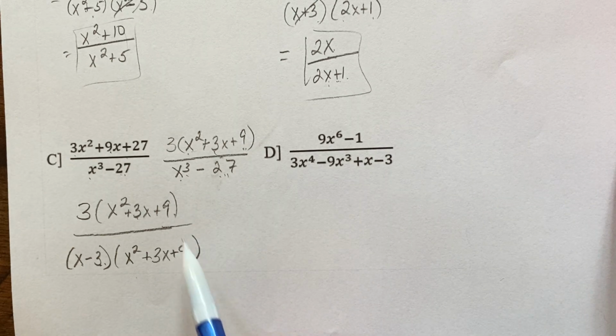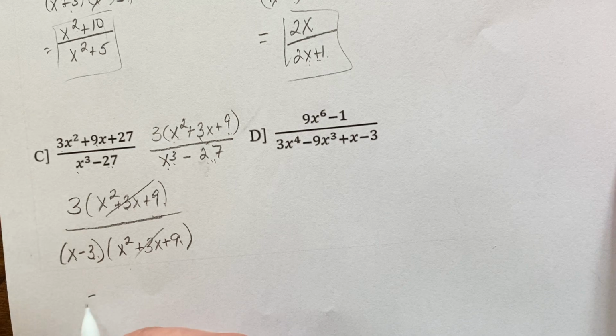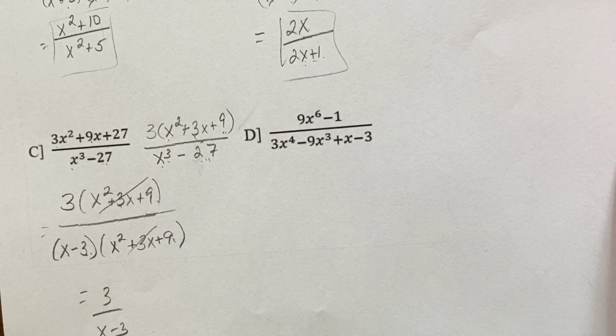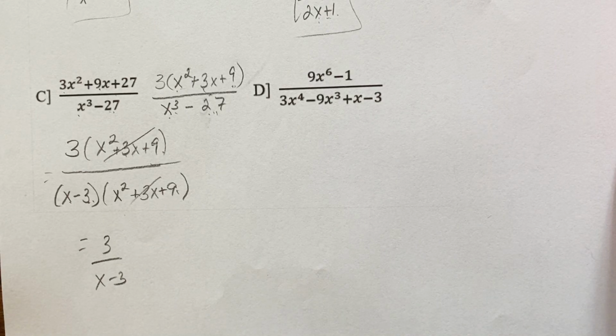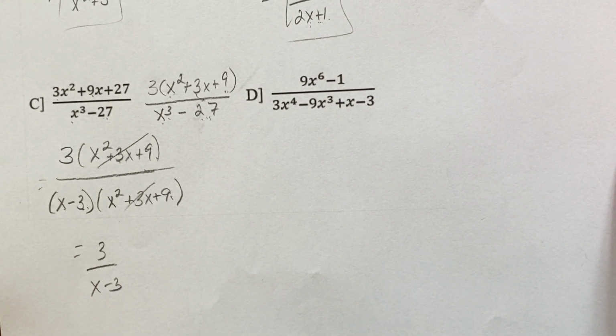And look at that, they match top and bottom. We have a common factor. We can reduce those out. We're left with 3 over x minus 3 as our final reduced form. Okay, let's try our last one here for D.